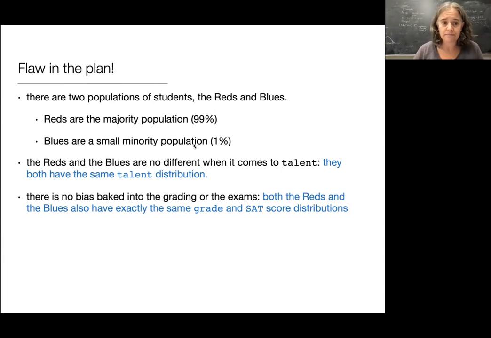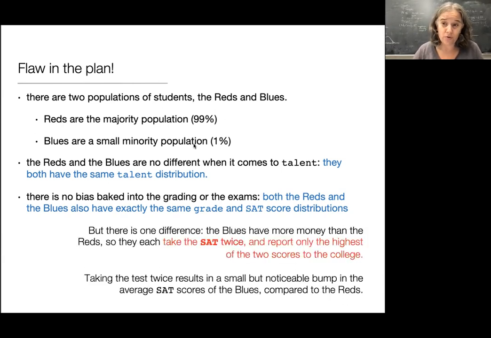But there is one difference. The blues have more money. And as you know, it's expensive to take the SAT. So the blues get to take the SAT twice, and they get to report the highest of the two scores. What happens is that taking the test twice results in a small but noticeable bump in the average SAT score of the blues compared to the reds, which kind of makes sense, right?